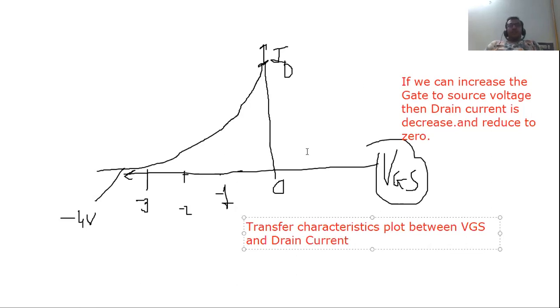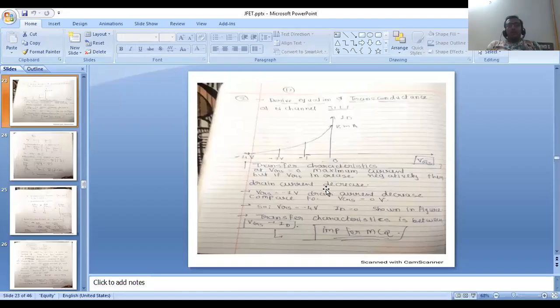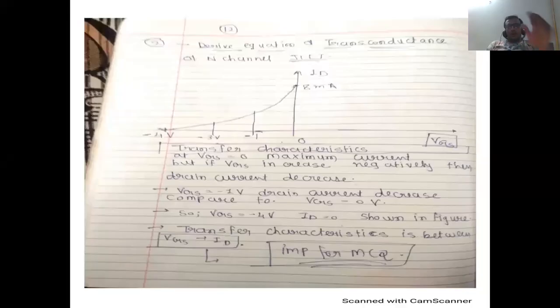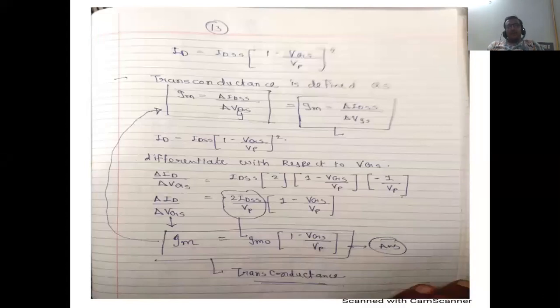So it is the biggest difference between transfer characteristics and output characteristics. Transfer characteristics plot between VGS and ID, and output characteristics plot between VDS and ID. So it is the fundamental difference, which might be helpful in MCQs. This is the fundamental concept regarding the transconductance for N-channel JFET. Now at VGS equal to minus 1 volt, the drain current decreases compared to VGS equal to 0. So this is the graph between VGS and ID.